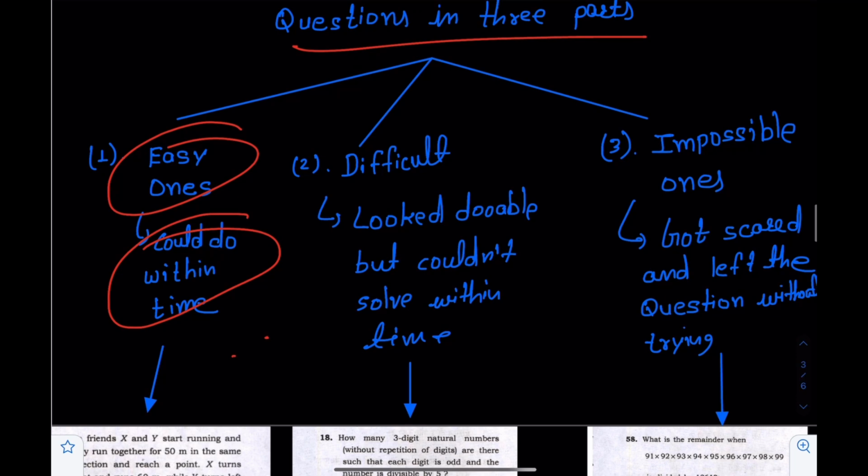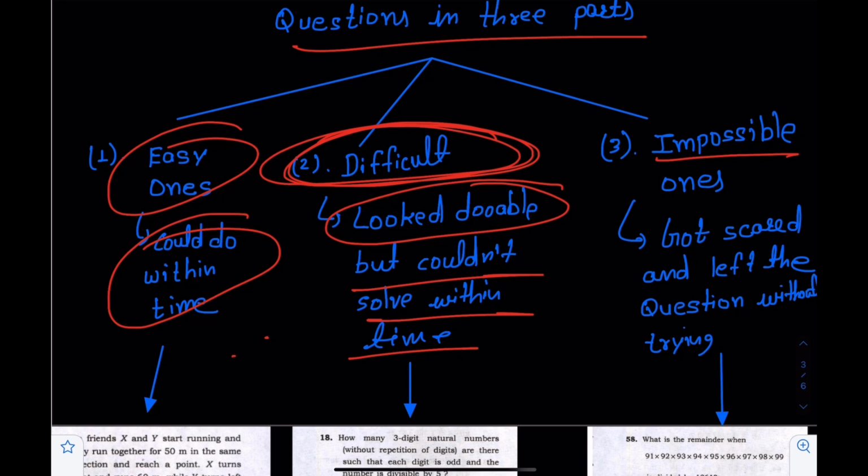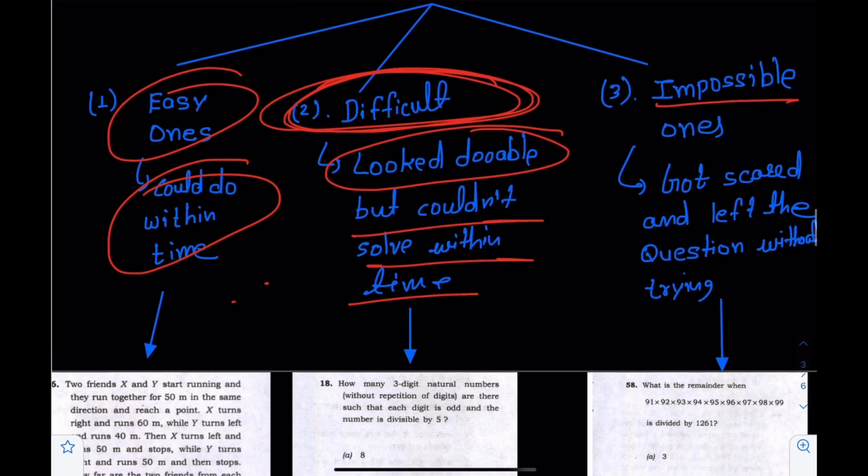There will be difficult questions. These are difficult and not impossible, because they looked doable, but you could not solve them within time. These are the questions that are most important, because you can decrease the time limit in them if you practice them a lot. So make this list, mark the easy ones, the difficult ones, and the impossible ones.